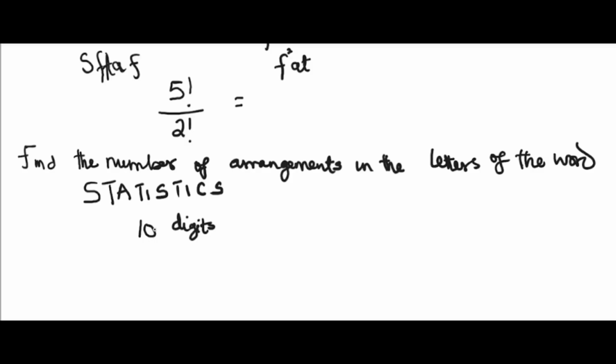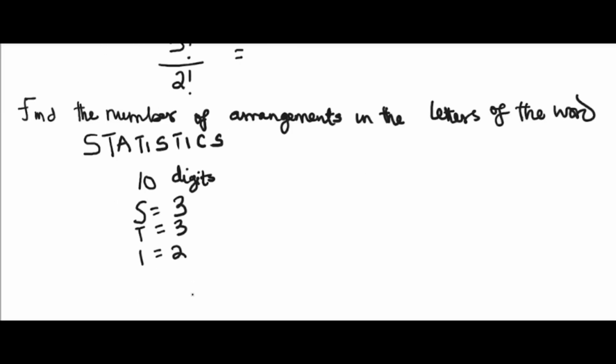So normally, if you were asked how many ways statistics can be arranged, it would have been 10 factorial. But because there are digits that are repeated, we check the digits. Now S occurred 3 times, T occurred 3 times, and I occurred 2 times. I believe I captured them well. So these 3 letters occurred more than once. So we will have 10 factorial over 3 factorial, 3 factorial, 2 factorial.